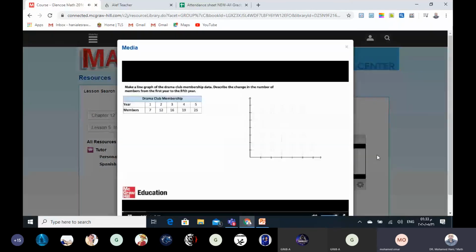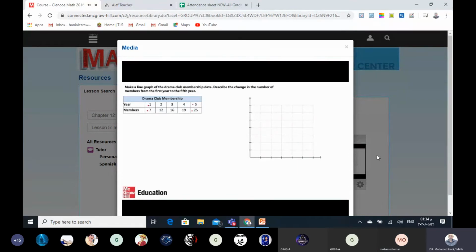Welcome to McGraw-Hill Personal Tutors. Make a line graph of the Drama Club membership data. Describe the change in the number of members from the first year to the 5th year. Let's analyze the table that's been given to us. We've got years 1 through 5, and the number of members range from 7 up to 25. There's an increase each year. We go from 7 members to 12, and then up to 16, 19, and then 25. So every year there's an increase.